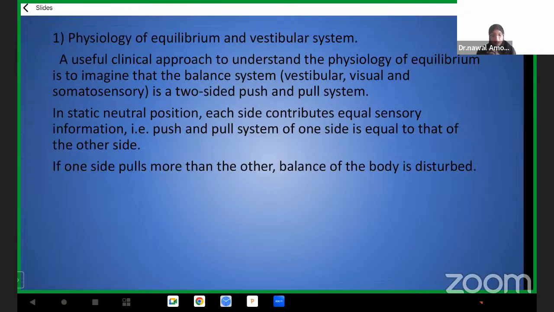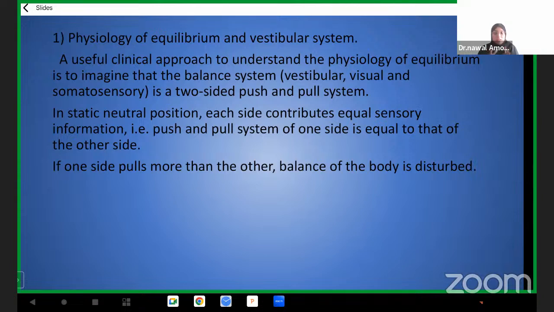Now we have one more question, a 4-marker: physiology of equilibrium and the vestibular system. This means how important the ear is to maintain the balance of the human body. A useful clinical approach to understand the physiology of equilibrium is to imagine the balance system. So what is the balance system that human beings have? We have vestibular, visual, and somatosensory, three systems. It is like a push and pull technique. One side will push and one side will pull.